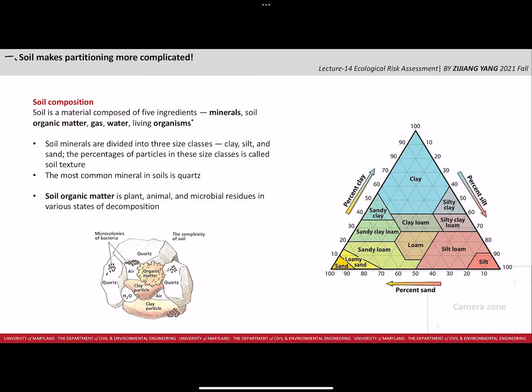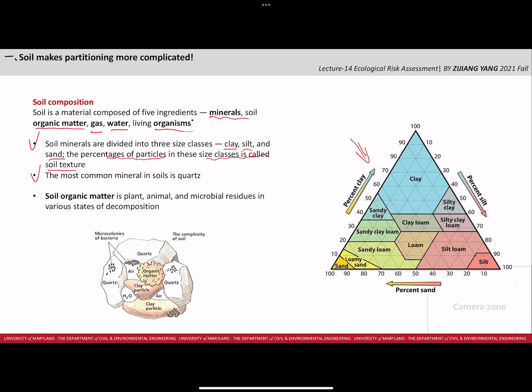Mainly, soil has 4 or 5 components: mineral, soil organic matter, gas, water, and organisms. Based on the textbook or different literature, some textbooks say it has mineral, organic matter, gas, and water, so organisms are not included. But other textbooks say organisms are included. So I just want you to know we have 2 sets of classification systems. The soil minerals are divided into 3 size classes: clay, silt, and sand. And we have the soil classification triangle. Based on different compositions of these 3 components, we can give the classification of a soil. The percentage of particles in these size classes is called soil texture.